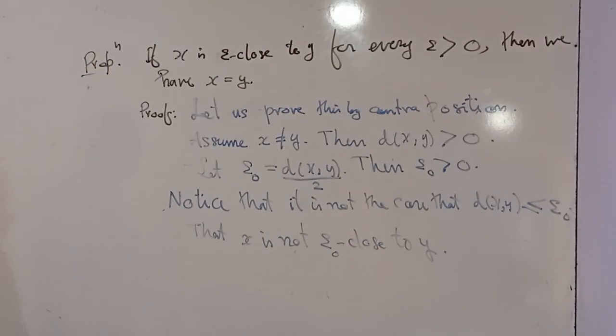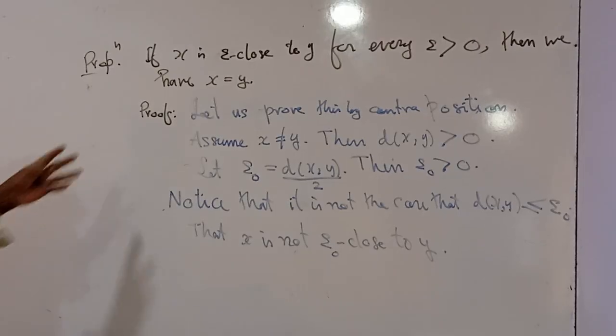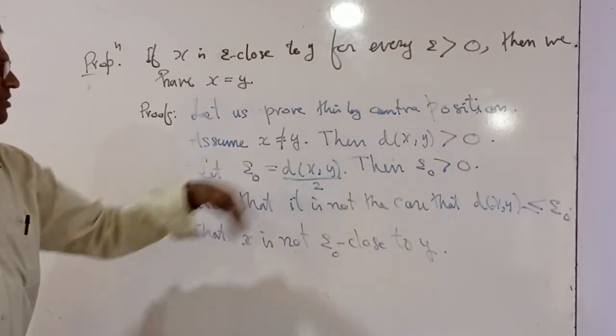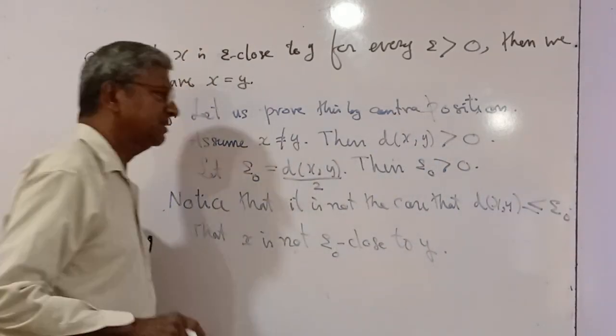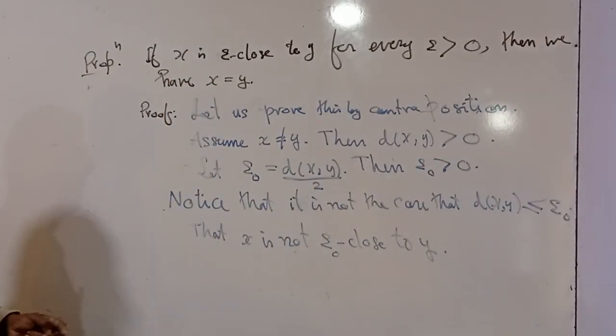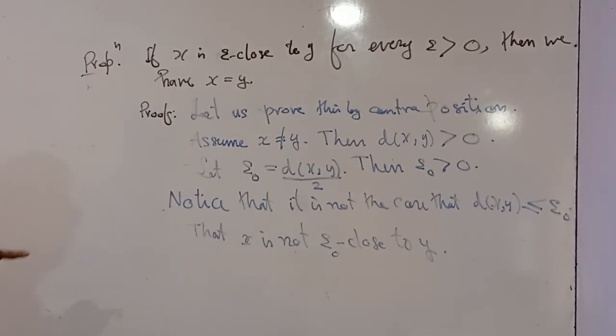This is a very simple thing. I am not talking any big maths, but writing part. If x is epsilon close to y for every epsilon, then we have x equals y. Let's prove this by contraposition. I guess it is one word only in this book. Sometimes it is 2 words in some books. I myself write sometimes as 2 words and sometimes as a single word.